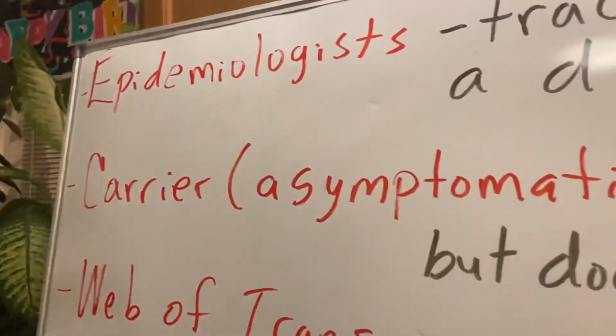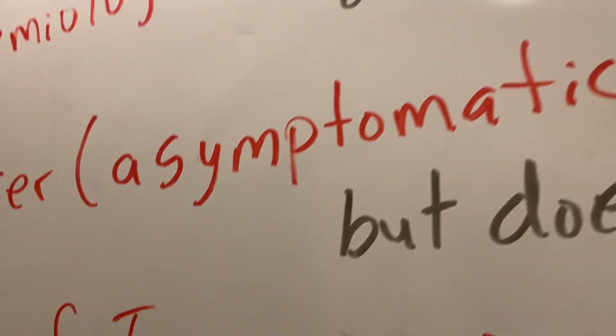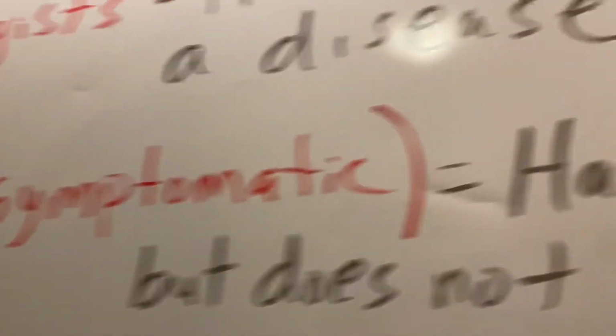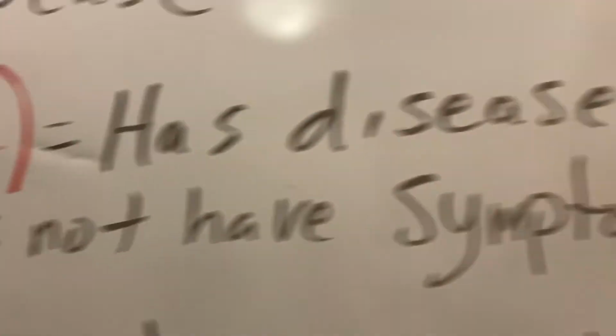He's a carrier, which means he doesn't have symptoms, class. He's asymptomatic. He doesn't have symptoms. That's what I meant to say, I messed up. Okay. He has the disease, but he does not have symptoms.